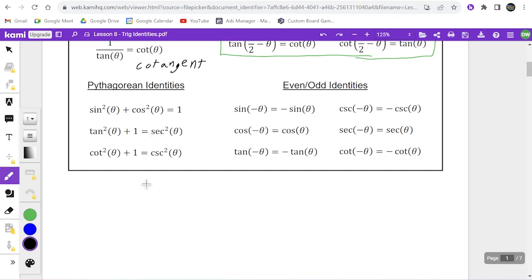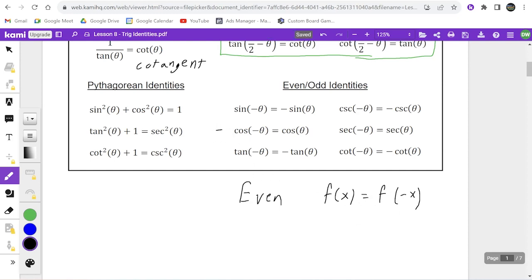And then the very last thing I want to talk about is the even and odd identities. If you remember way back, I think it was week 4, when we talked about even and odd functions, we said that even functions are where f of x equals f of negative x. Not sure if you remember that, but that's what we said.